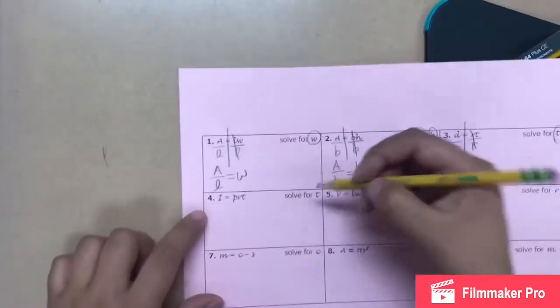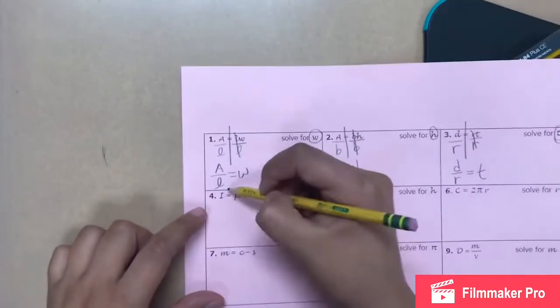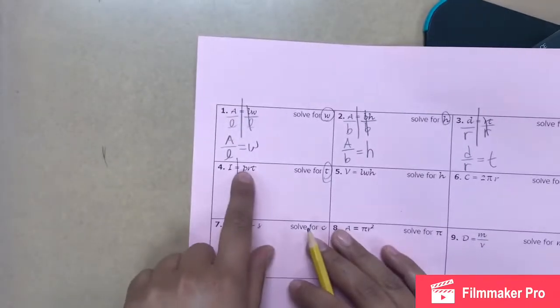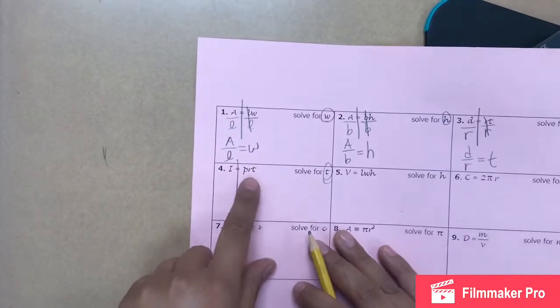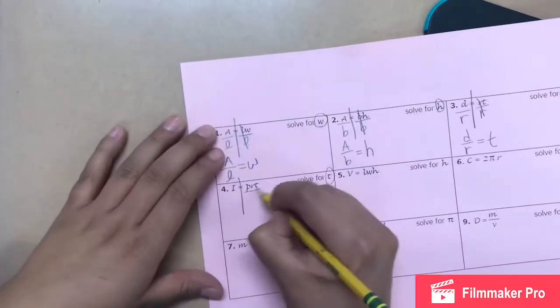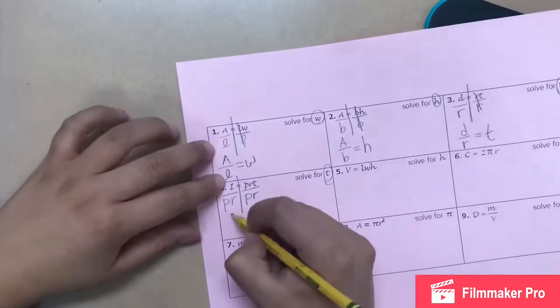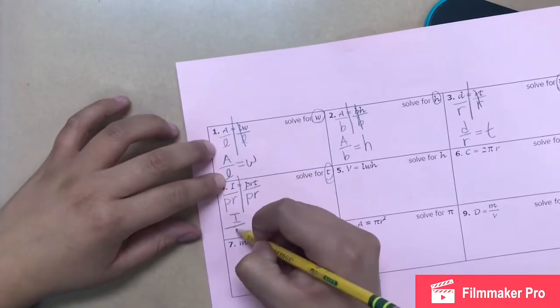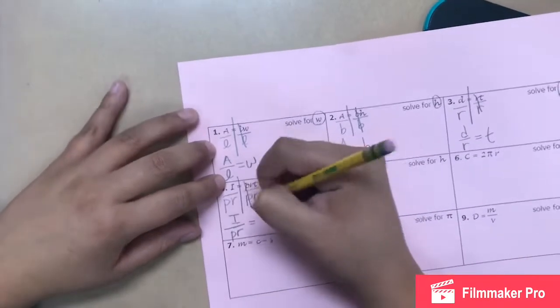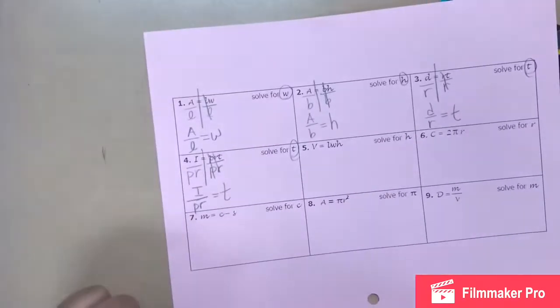Number 4, they want me to solve for T. Right now, T is being multiplied by P and R. So the inverse of multiplication is to divide, and I'm going to go ahead and divide by both P and R. So I divide by PR equals, the P and the R cancel, equals T.